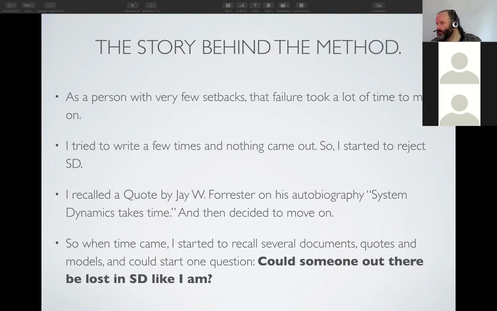So when the time came, I started to recall several documents, things that I had seen at WPI, quotes, models, and I finally got to one question. Could someone out there, outside of MIT, outside of WPI, outside of academia, outside of everything, be there as me, lost in system dynamics? Or does it exist a path that they can follow to find it more easily?